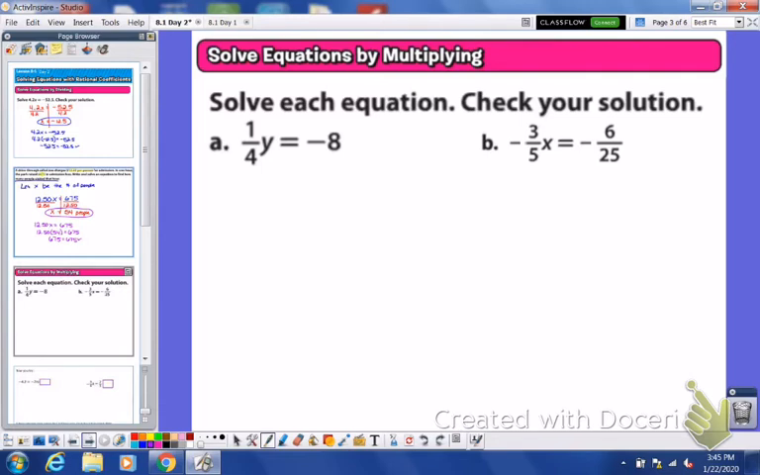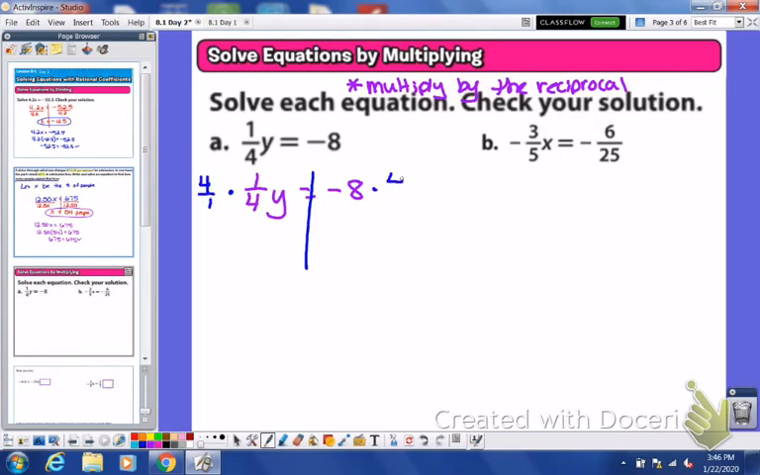So when you see fractions, in order to solve with a fraction, you are going to multiply by the reciprocal. If you don't remember from earlier in the year, the reciprocal is when we take our fraction and we flip it. So if I take 1/4 y equals -8, I'm going to multiply by the reciprocal. So if I take my 1/4 and I flip it, go ahead and draw our line down. So times 4/1, times 4/1.